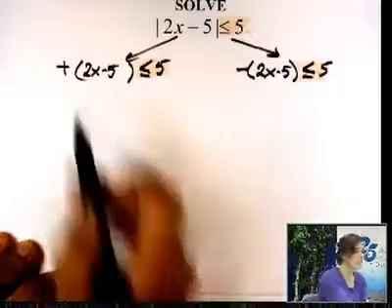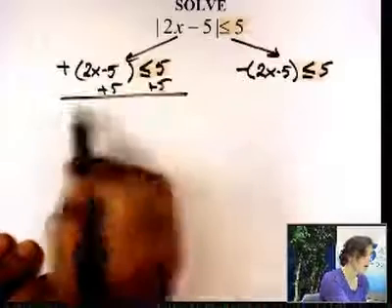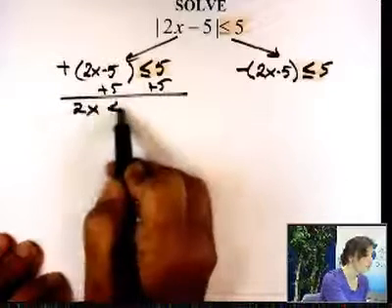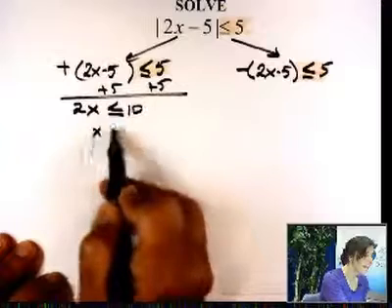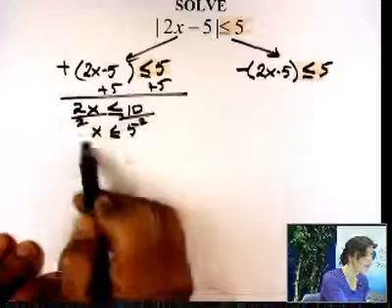All right, let's do this one. You're going to add positive 5, 2x less than or equal to 10, x less than or equal to 5. You divide both sides by 2. Here's 1.